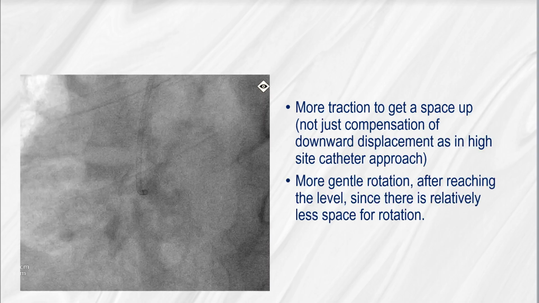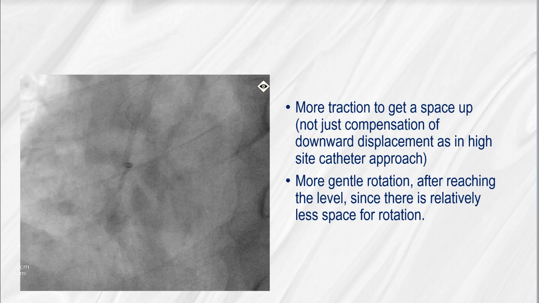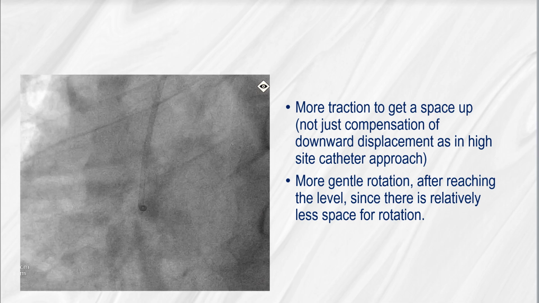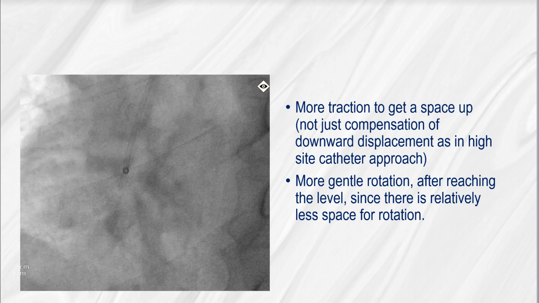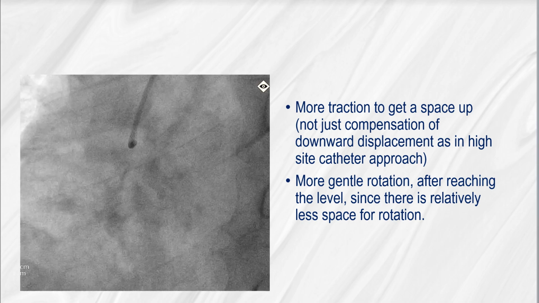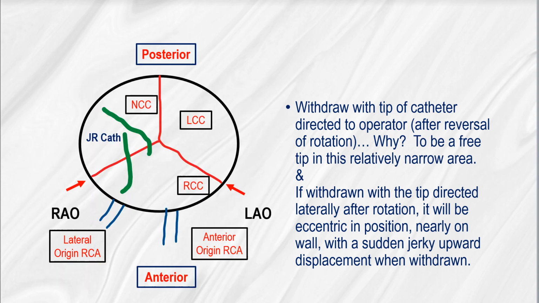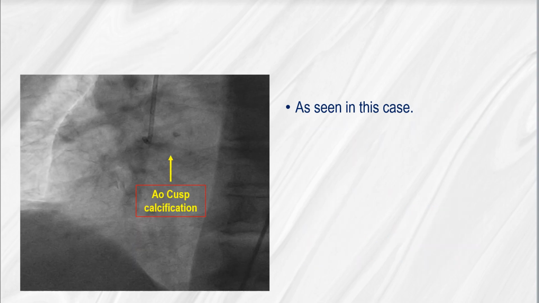Usually more traction is needed to get space up, not just compensation of the downward displacement as in the high site catheter approach. Use more gentle rotation after reaching the level, since there is relatively less space for rotation. Withdraw with the tip of the catheter directed to the operator. Why? For a free tip in this relatively narrow area. If withdrawn with the tip directed laterally after rotation, it will be eccentric in position, nearly on the wall, with a sudden jerky upward displacement when withdrawn, as seen in this case.